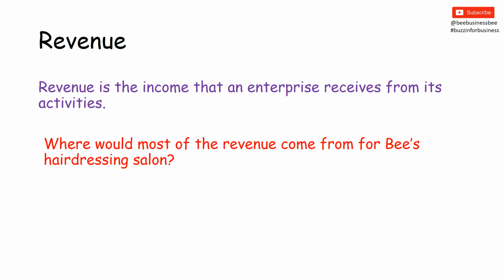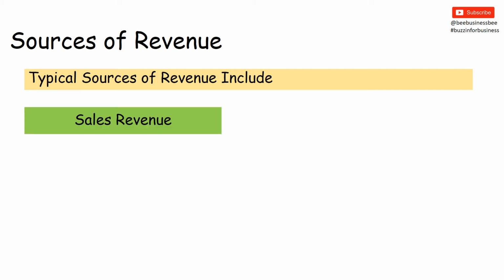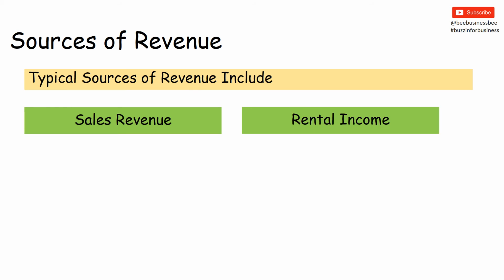Now I want you to think about this question here. Where would most of the revenue come from for B's hairdressing salon? I'm guessing most of you say from making haircuts or selling haircuts. That'd be correct. But there may be other sources of revenue. Now the most common one is sales revenue, just seen there, selling products. But sometimes you may get money from renting out your space. So if you rented out your office space, for example, you would get rental income.